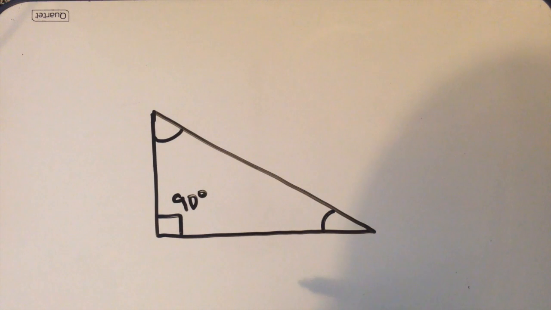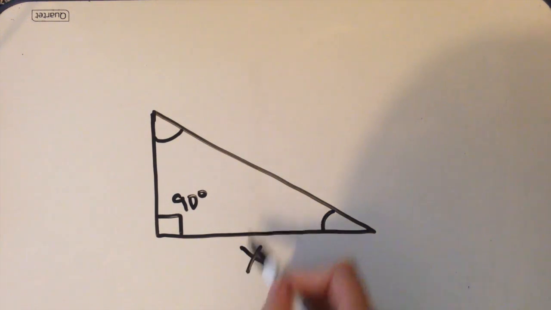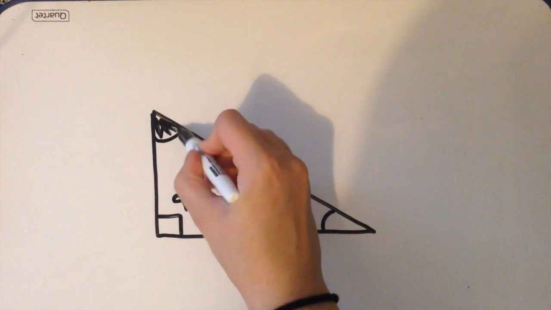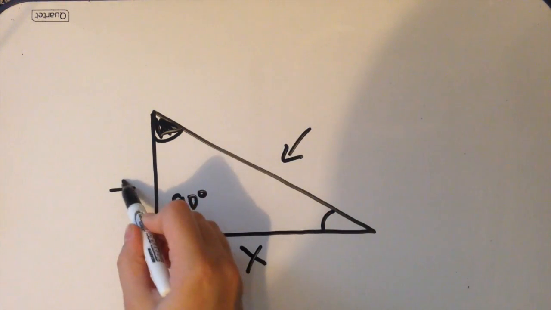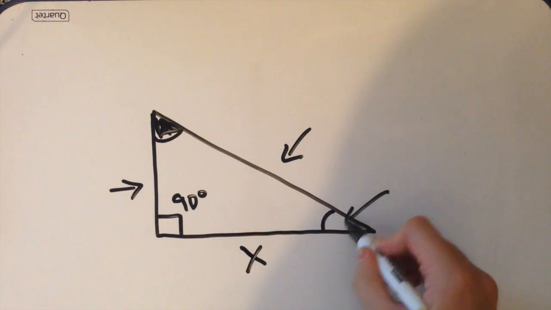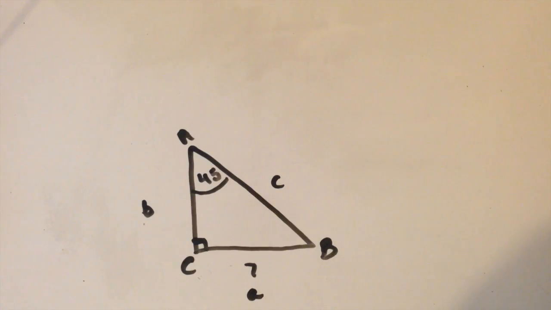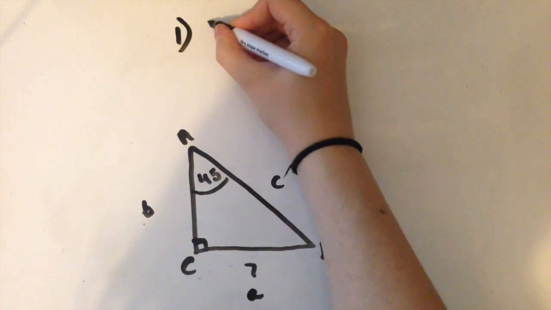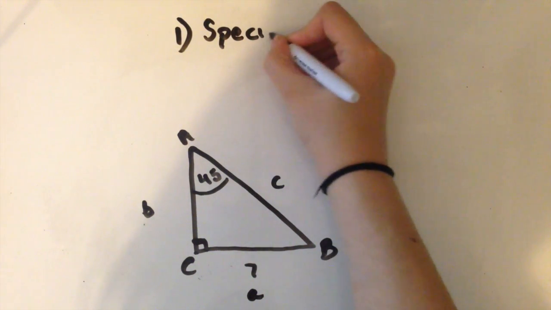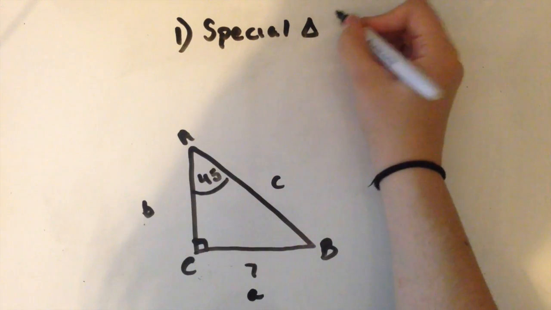Let's say that you are given this side and this angle. You would be able to find out this, this, and this. Let's say I gave you this as an example of a problem and said, solve this triangle. The first thing that you would do is determine, is this a special right triangle?